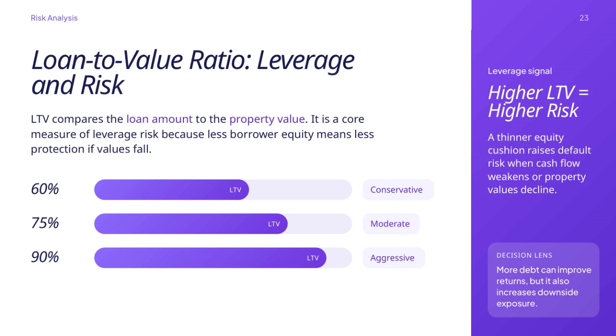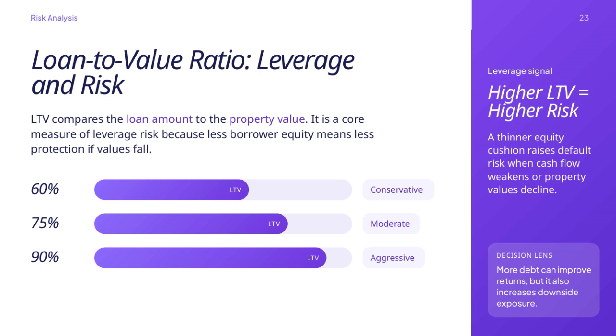Higher LTV means higher risk because a thinner equity cushion can lead to a higher chance of default, especially if cash flow falters or the property's value declines. While taking on more debt through higher leverage can potentially boost returns, it also amplifies potential losses on the downside. So, LTV is a key signal in risk analysis and decision making, helping us balance the potential rewards against the risks involved.